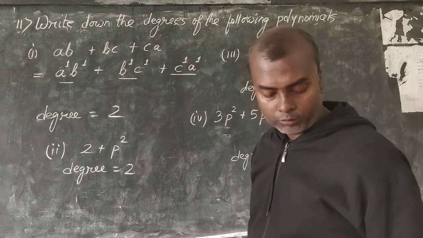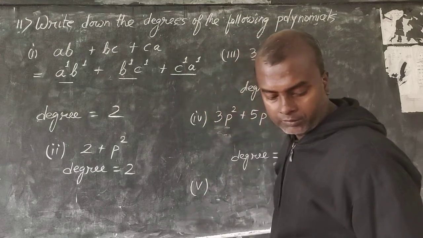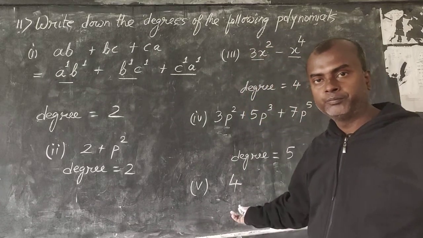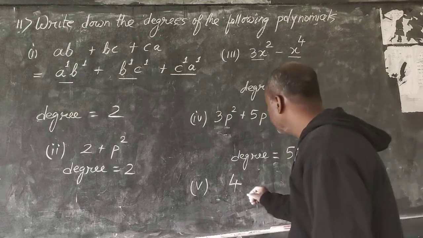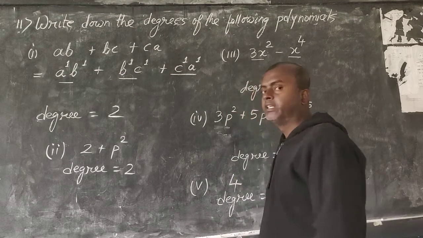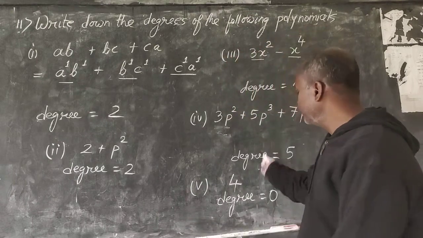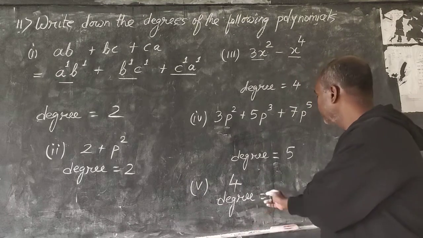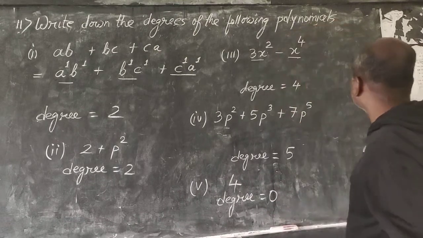Alright. Now question number 1, part 5. Only 4 is there. Is there a variable here? No. No variable. No variable means no power of variable. No power of variable means the degree is 0. Degree is selected out of the powers of variables. But if there is no variable, that means there is no power also for that variable which is not there. So the degree is 0. Alright, coming to the 6th one.